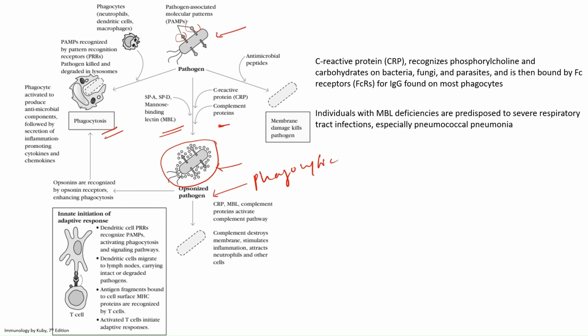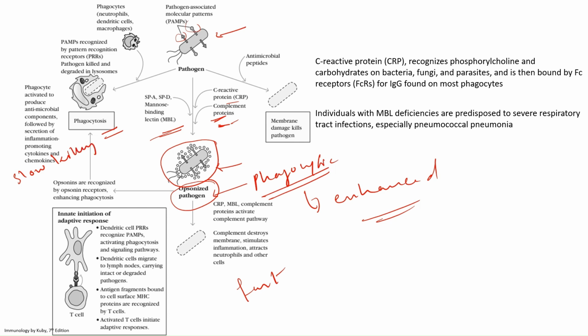Sometimes the phagocytic cell will recognize the pathogens when such patterns are already attached by molecules like CRP, complement proteins or MBL. This is known as an opsonized pathogen. Opsonized pathogen means that, because of attachment with such molecules, the process of phagocytosis will be more enhanced compared to when the phagocyte recognizes pathogens directly. So such phagocytic cells will phagocytose the pathogens in an enhanced way, so the killing will be fast here compared to the comparatively slow killing.